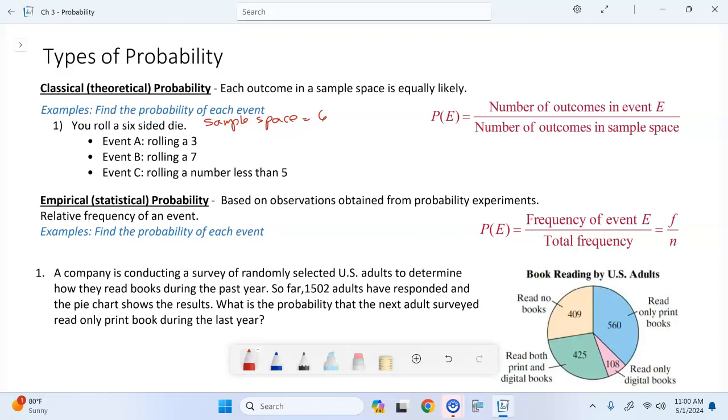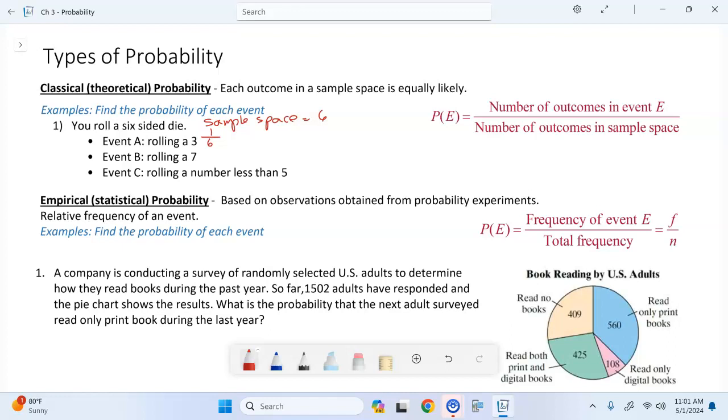So we look at event A, rolling a 3. How many different ways can I roll a 3 on a six-sided die? Just one. There's one side that has a 3 on it. So I can roll 1 out of 6. When we have fractions, we want to simplify them. We can also write our probability as decimals and percents. It just kind of depends on what we need.